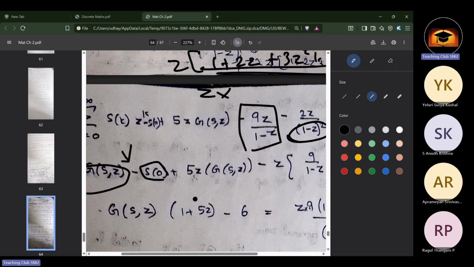Then what is my sequence? The sequence is just the coefficient of z power n. The coefficient of z power n is minus 3 power n, plus here the coefficient of z power n is 2 into 2 power n. Do you see it is the exact same sequence we got? That's it. Did you understand generating function fully?